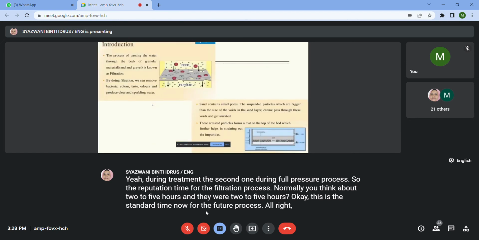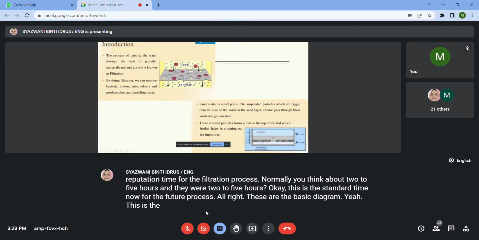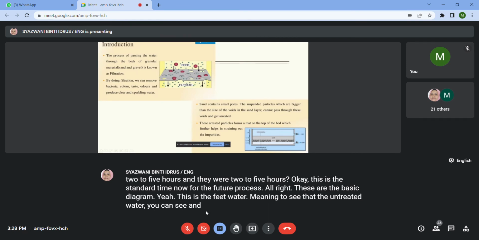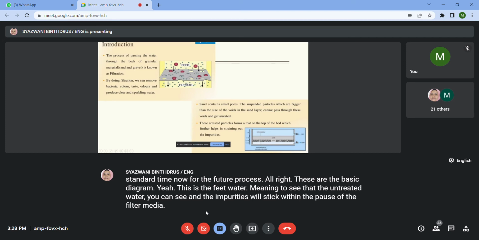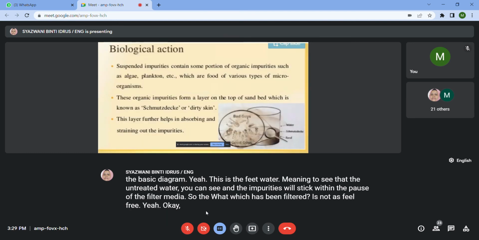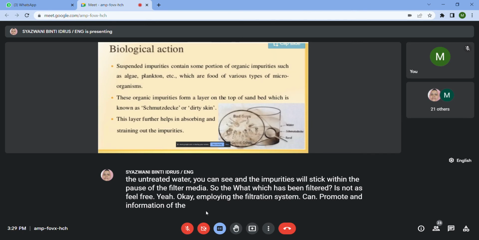All right, this is the basic diagram. This is the feed water, meaning the untreated water. You can see the impurities will stick within the pores of the filter media. The water which has been filtered is known as filtrate. Employing the filtration system can promote the formation of the sand bed.